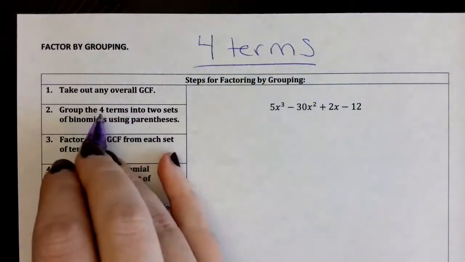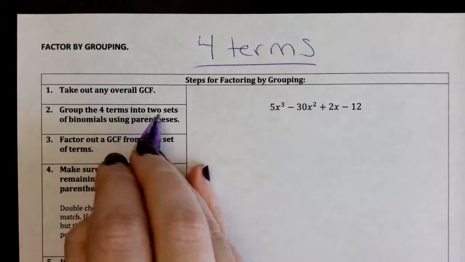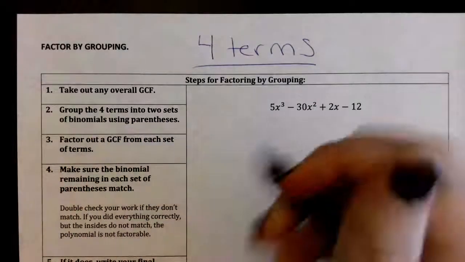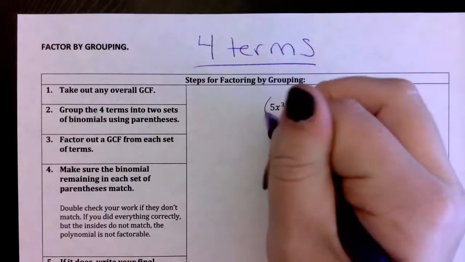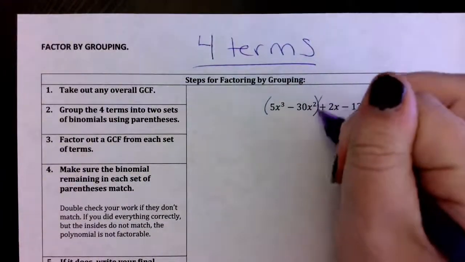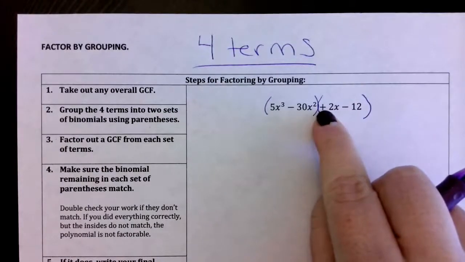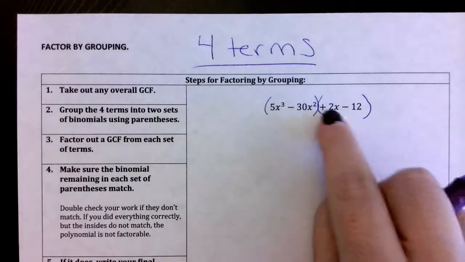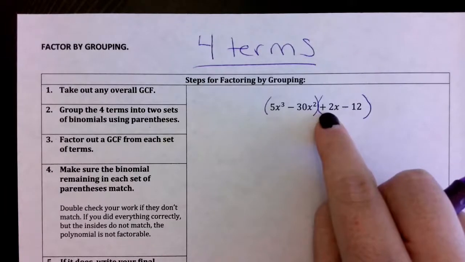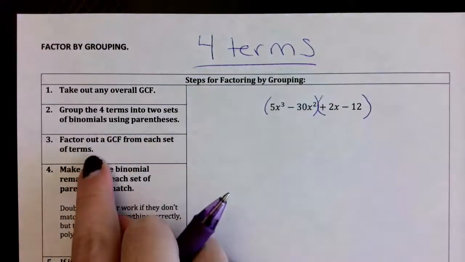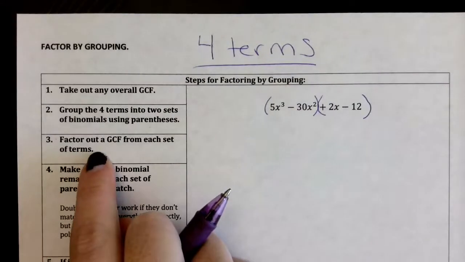The second step is to group the 4 terms into 2 sets of binomials using parentheses. The way to do this is you just put the first 2 together and the last 2 together. I include this plus or minus sign with the second set of parentheses, and I'll show you why in a few examples. It's super helpful. Step 3 says to factor out the greatest common factor from each set of terms.